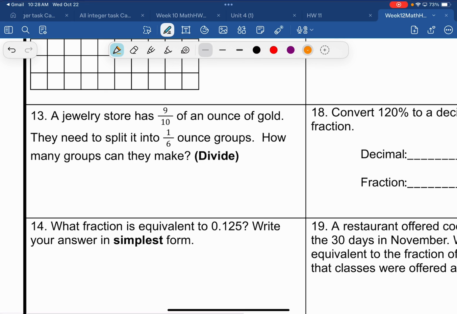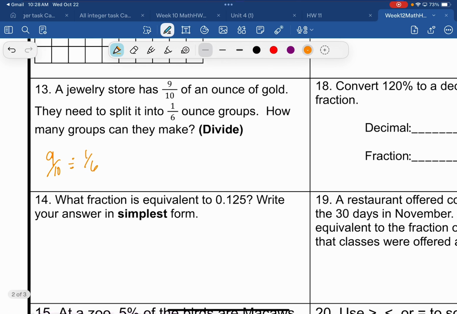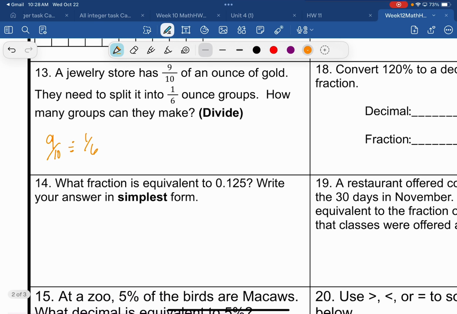A jewelry store has 9 out of 10 of an ounce of gold. They need to split it into 1/6 ounce groups. How many groups can they make? Divide. 9/10 divided by 1/6. Keep, change, reciprocal. What fraction is equivalent to 125 thousandths? Write that in the simplest form.